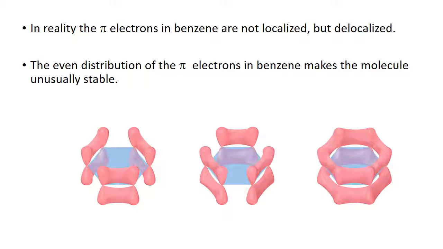Okay, so they're not actually positioned on one of the carbons, they're actually delocalized around all of the carbons. This even distribution of pi electrons in benzene gives it an extra stability you would not expect if there wasn't this resonance, this delocalization.